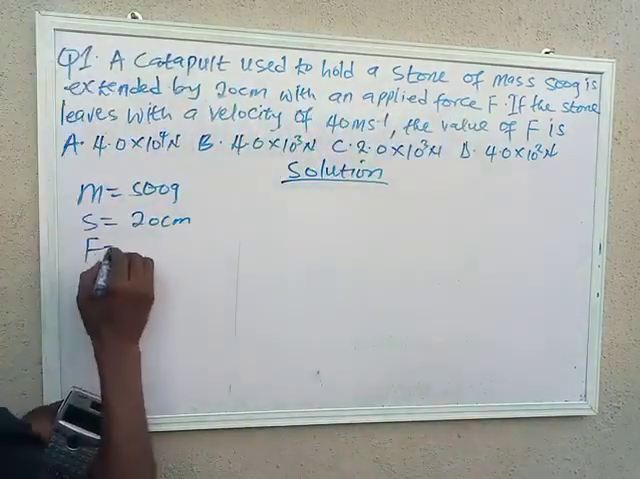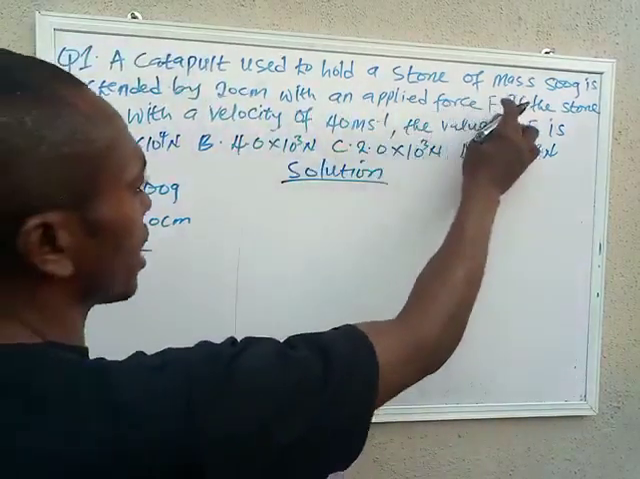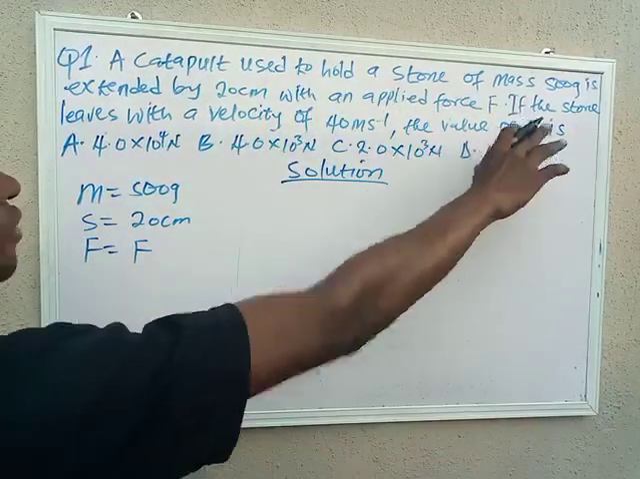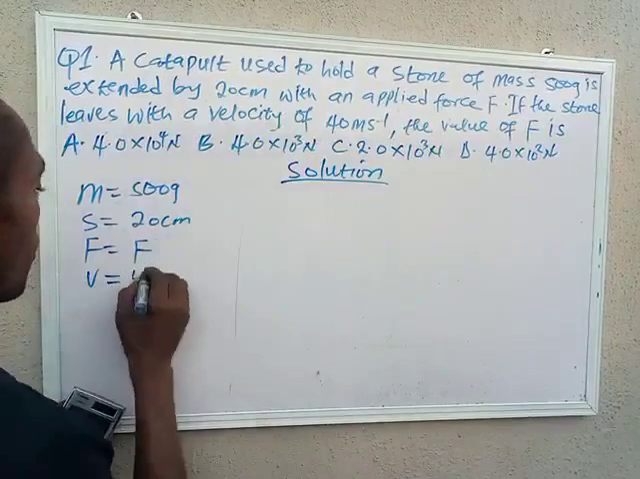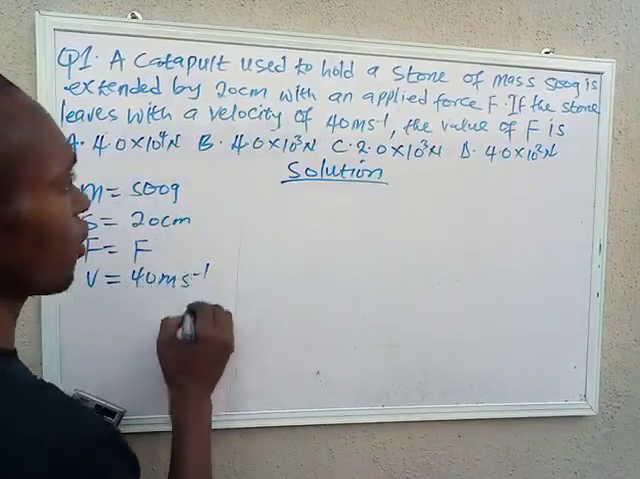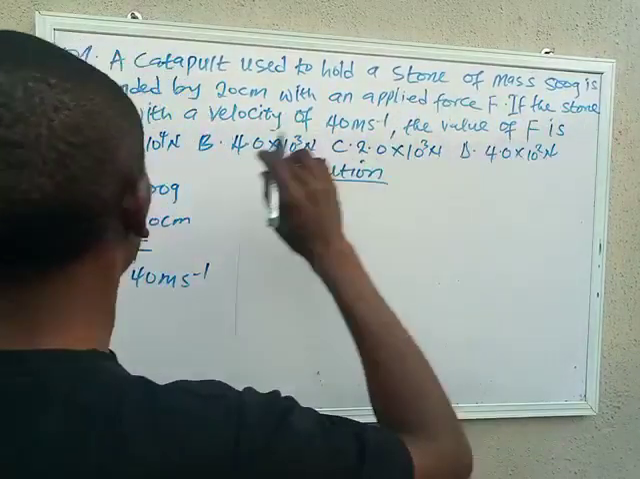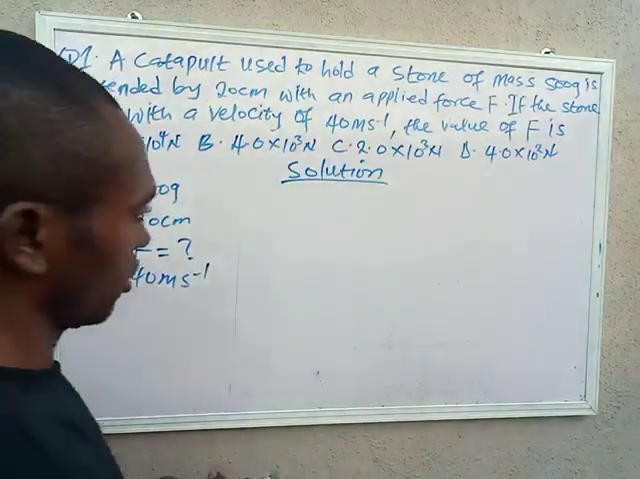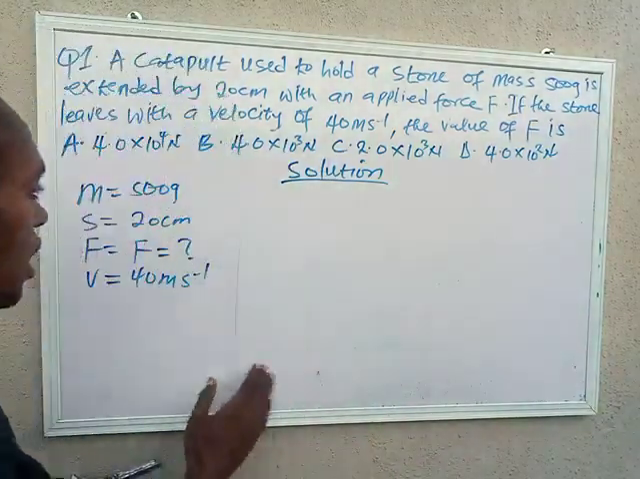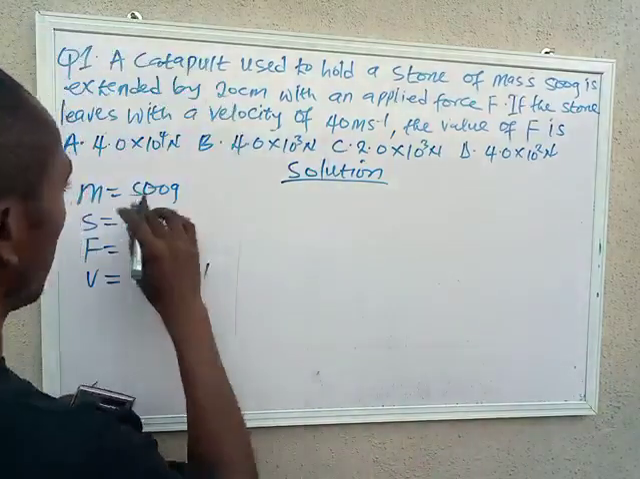So F is the applied force. If the stone leaves with a velocity of 40 meters per second, the value of F is what we're asked to look for. Now, before we try to solve this, let's convert the units.